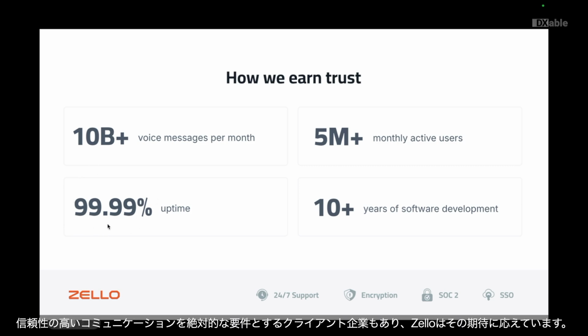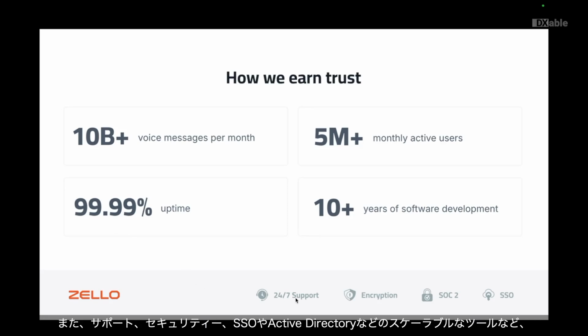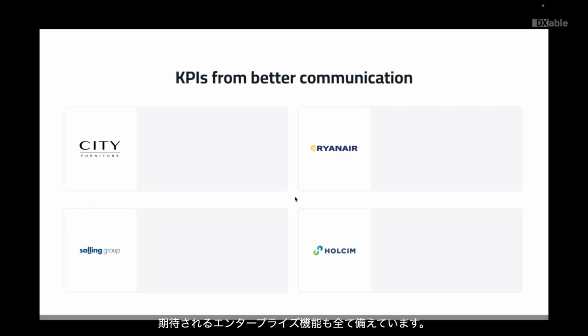This is definitely a North Star metric for us, as some of the clients we serve have reliable communications as an absolute critical objective. We also have all of the enterprise capabilities you'd expect, such as support, security, and scalable tools such as SSO or Active Directory.